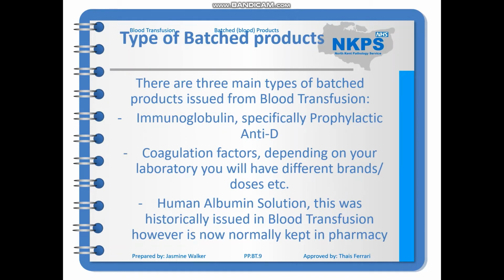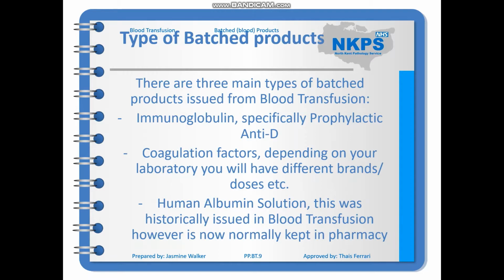So what types of batch products are there? There are sort of three main types of batch products that are used in blood transfusion. The first one is a batch product made from immunoglobulin, and specifically we issue prophylactic anti-D. Immunoglobulins are supplied by pharmacy for different things, but in blood transfusion we only issue anti-D.